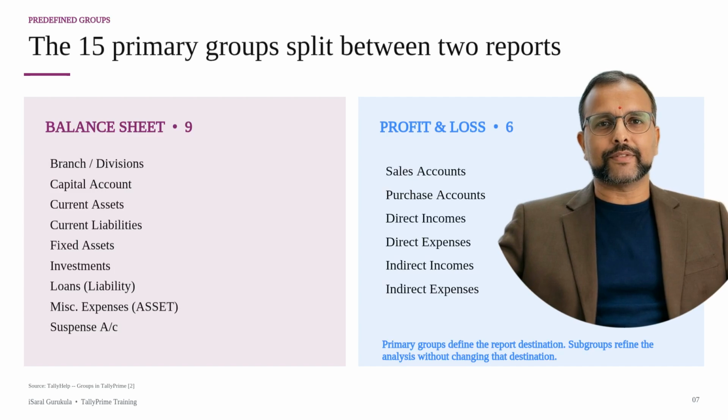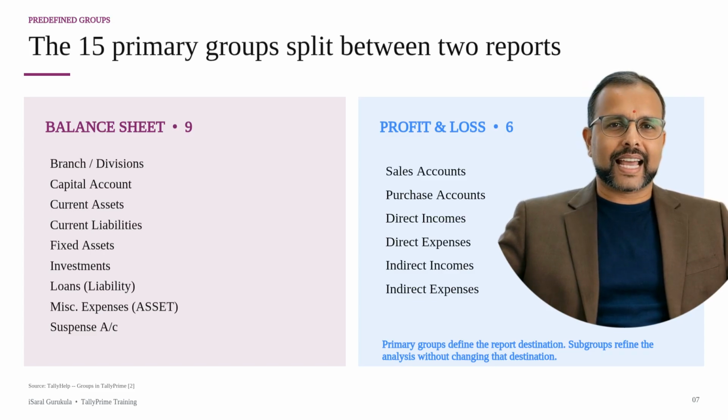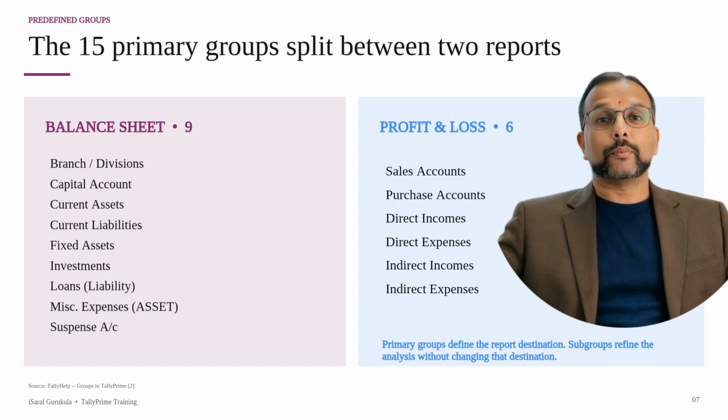Let's look at TallyPrime's 15 primary groups. On the balance sheet side, you have 9 groups: branch or divisions, capital account, current assets, current liabilities, fixed assets, investments, loans, miscellaneous expenses as assets, and suspense account. On the profit and loss side, you have 6: sales accounts, purchase accounts, direct incomes, direct expenses, indirect incomes, and indirect expenses. Here's the important thing to remember. Primary groups define where your balance ends up in the final report. Subgroups refine the analysis, but they don't change that destination.